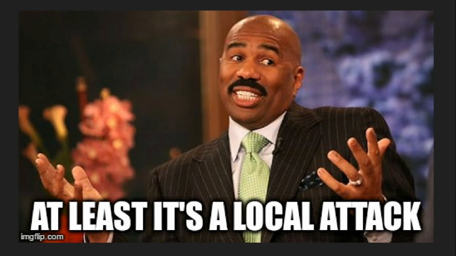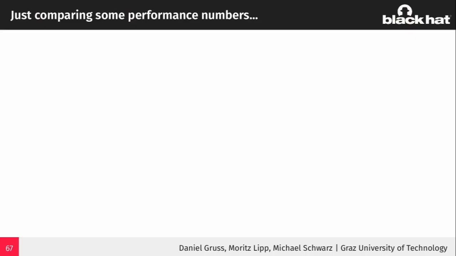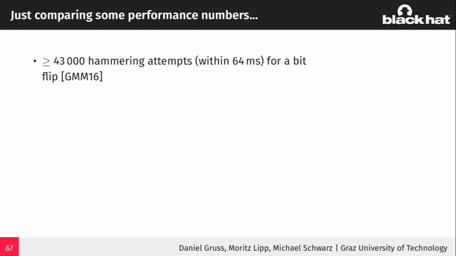Okay, let's just compare some performance numbers. For Rowhammer, the reports were that we need at least something like 43,000 hammering attempts, so 43,000 uncached memory accesses within 64 milliseconds. That's around just below 700,000 accesses per second.